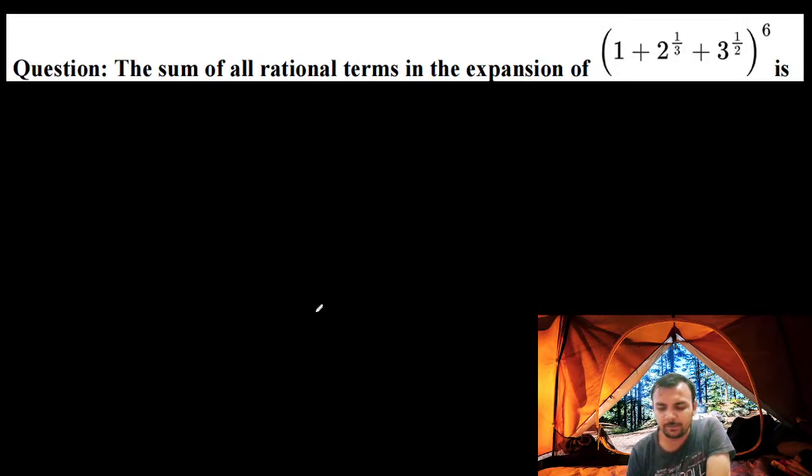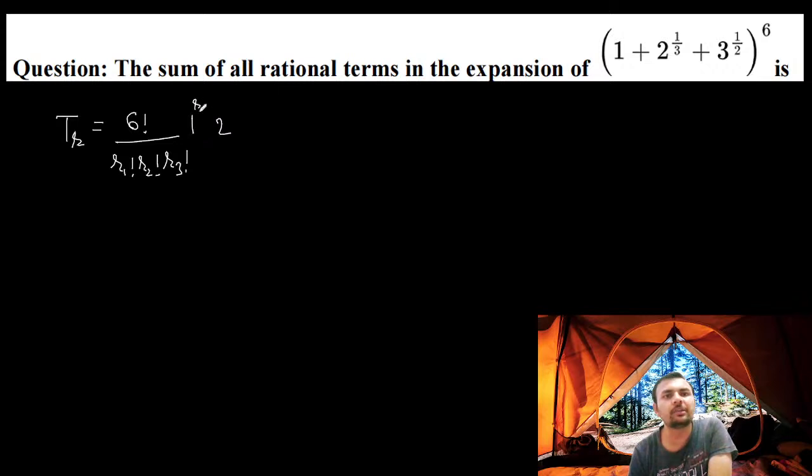The sum of rational elements. So what will happen? The general term will come out to be 6 factorial upon r1 factorial, r2 factorial, r3 factorial, 2 to the power r1 is going to be 1, 3 to the power r2 by 3, 3 to the power r3 by 2. So this has to be rational, isn't it? So we are making r1, r2, r3.